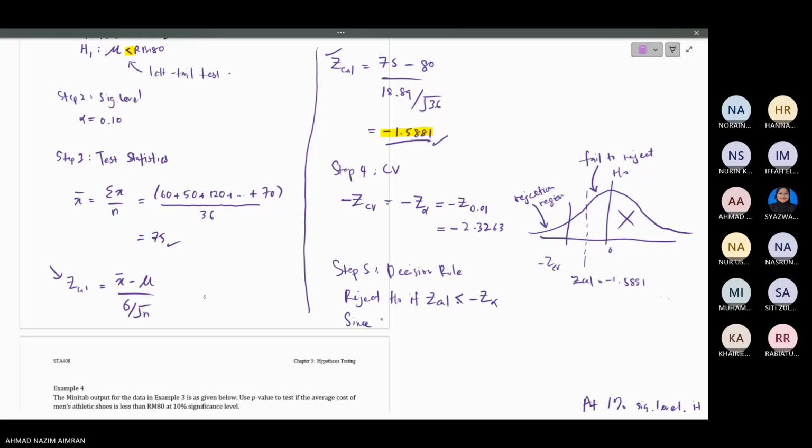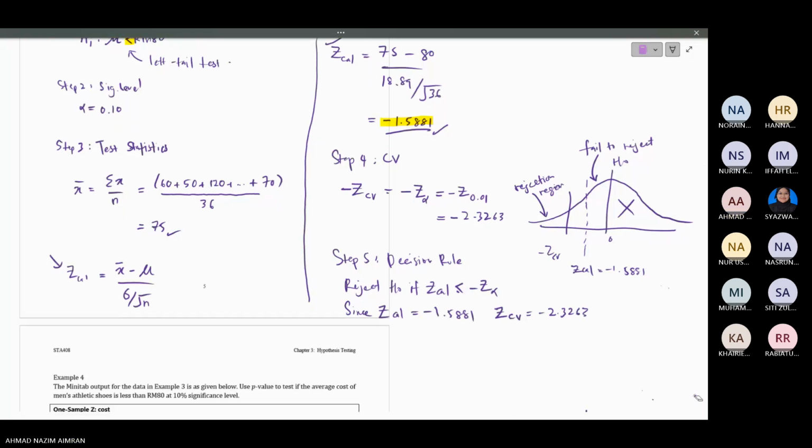Since Z calculated is negative 1.5881 and the Z critical value is negative 2.3263, Z calculated is greater than the Z critical value. We can only reject H null if Z calculated is less than or equal to the Z critical value, or Z alpha. It is the same.